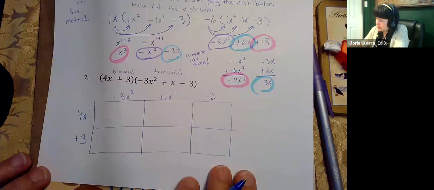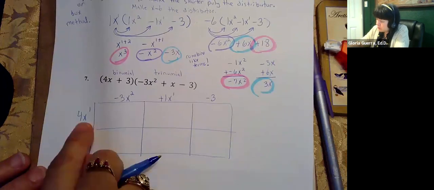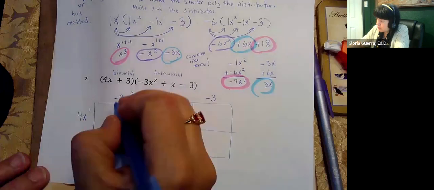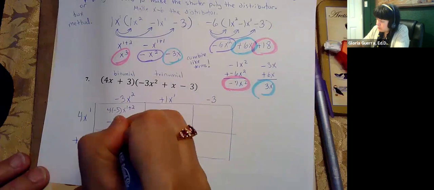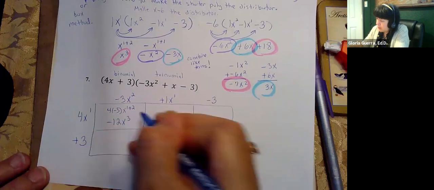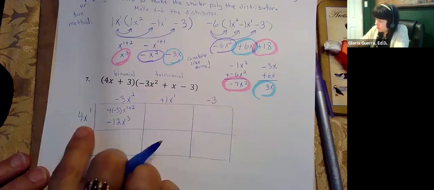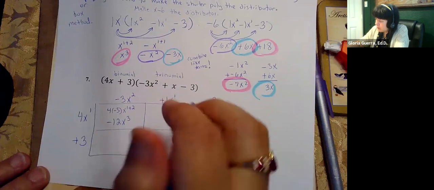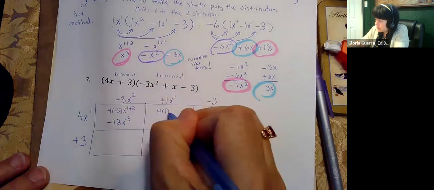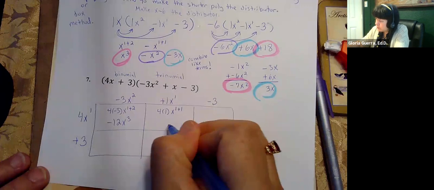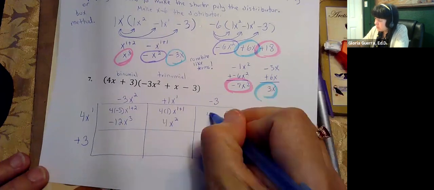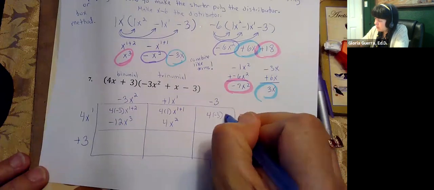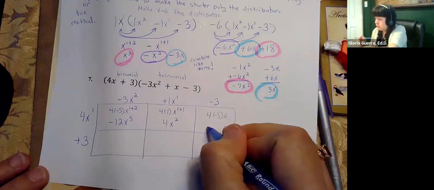So 4x times negative 3x squared. So 4 times negative 3, 1 plus 2, that's negative 12x cubed. 4x times 1x, 4 times 1, and then x, and add those up, 4x squared. 4 times negative 3 is negative 12x. Okay.